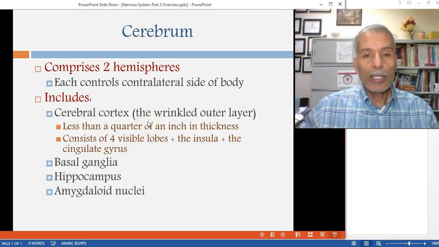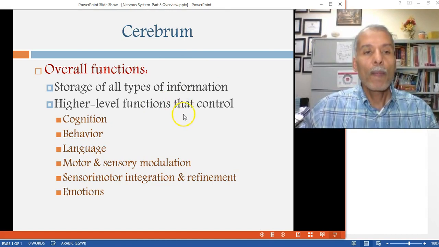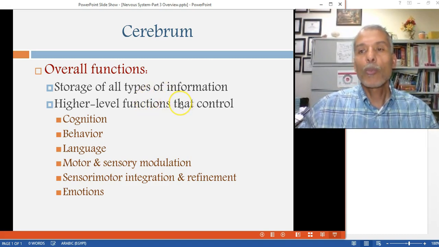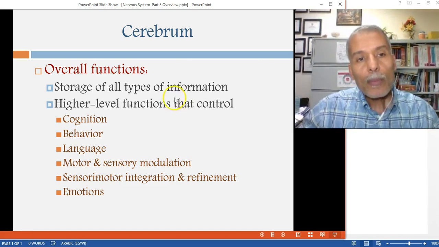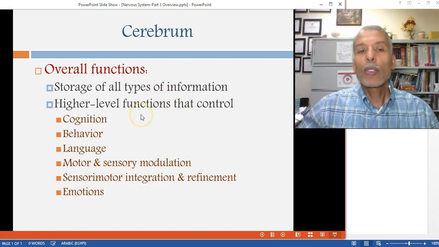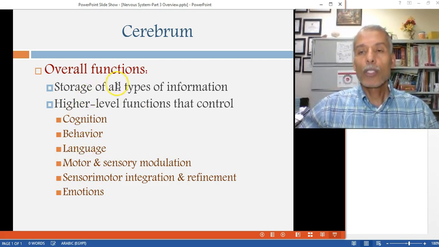Before I get into the details about the different parts, the general functions of the cerebrum include basically storage of information. Information storage mostly happens on the cerebral cortex itself. The cerebrum is what enables us to have higher level functions, cognitive functions, language, behavioral control, emotional regulation, you name it. All of these are made possible because of the cerebrum.